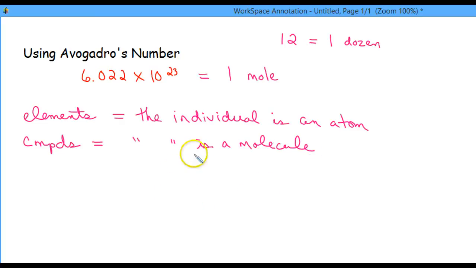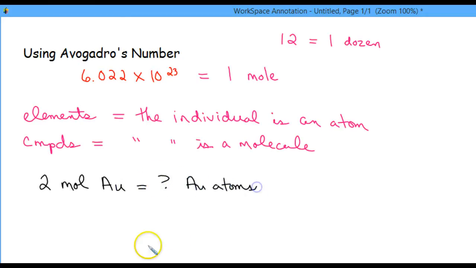Okay, so let's do an example. Let's say you had 2 moles of gold. How many atoms would that be? Your setup is fairly simple. Here is your equivalent statement: every mole is equivalent to Avogadro's number of individuals.